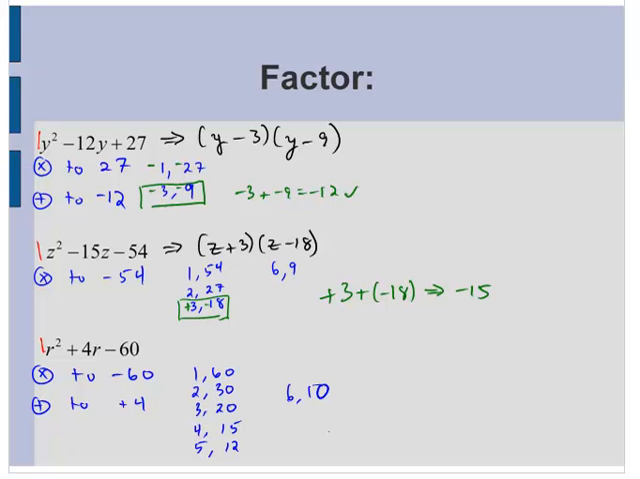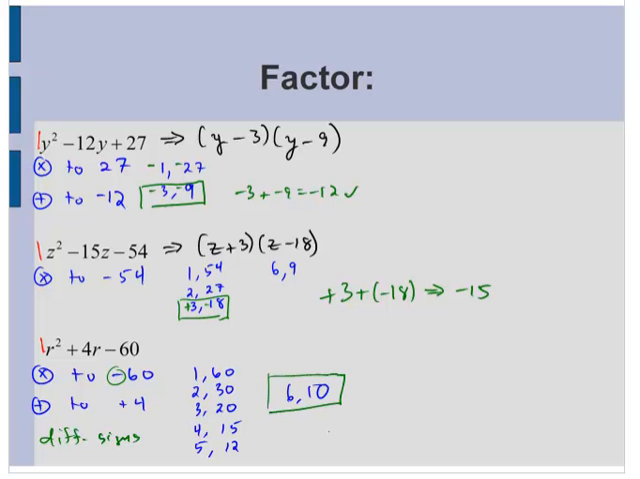All right, so now let's see. I know that they have different signs, since it multiplies to a negative 60. All right, so let's see. Since I have different signs, when you add numbers with different signs, you really subtract. Keep the sign of the larger. So 1 and 60, 59. 2 and 30, 28. 3 and 20, 17. 4 and 15, 11. 5 and 12, 7. 6 and 10, 4. 6 and 10 have a difference of 4.